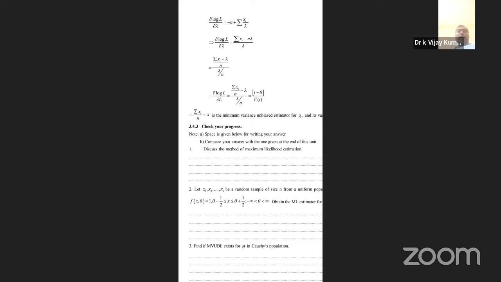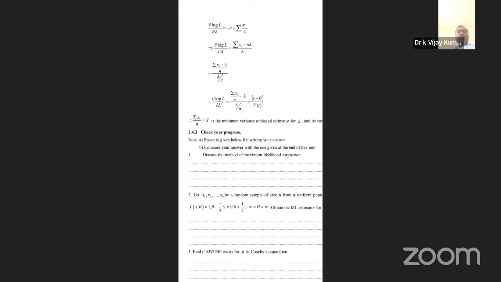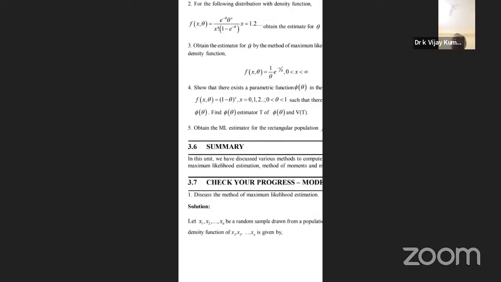Yes, very good. So x bar is the minimum variance unbiased estimator, and its variance is lambda by n. So this is the one condition. And in the examination you have to discuss the method of maximum likelihood. Very important. I am telling now, just a minute.